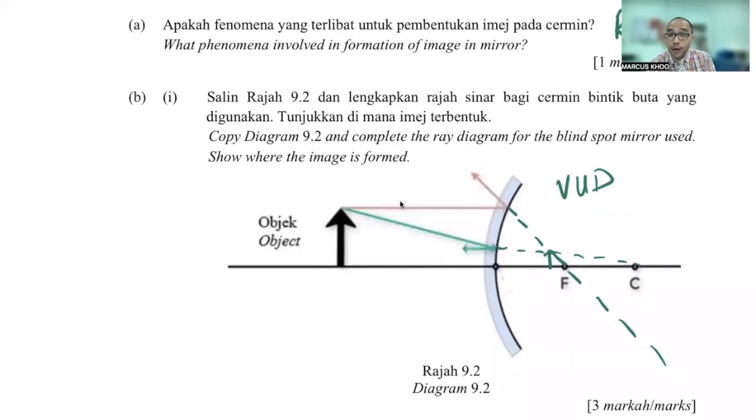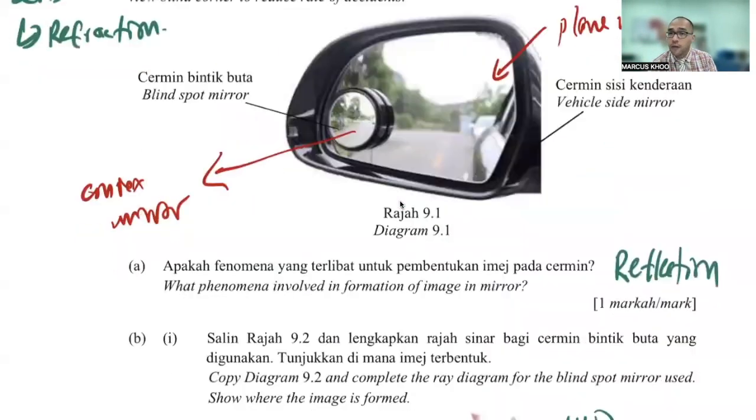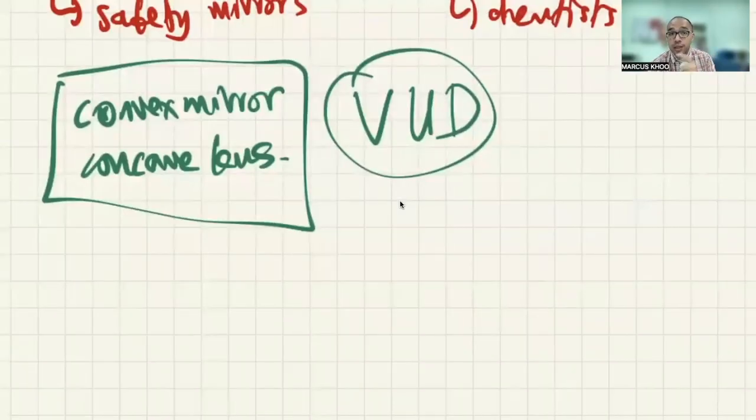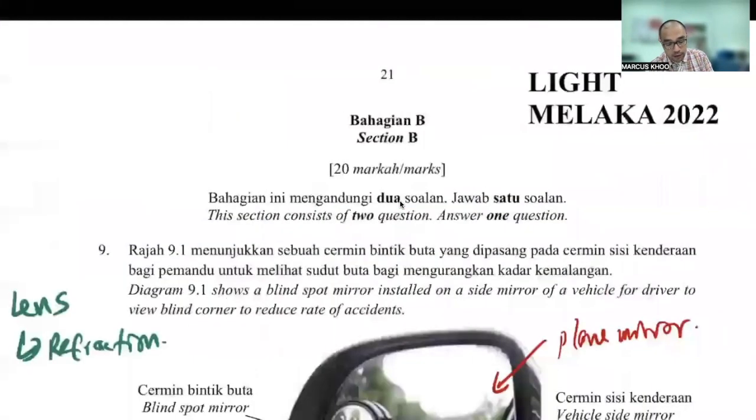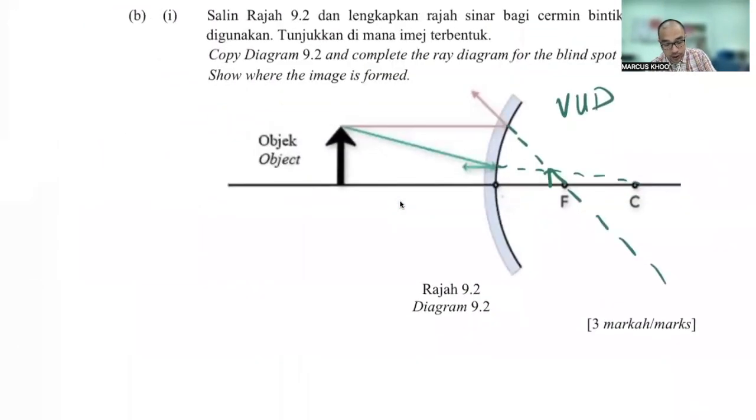Virtual, upright, diminished means this is a convex mirror. Obviously it's a convex mirror because, as I said just now, the only time it is VUD is with a convex mirror or a concave lens. So that's how you would get this. One mark for every line. This one gives you 1 mark, this one gives you 1 mark, the one that goes to C, and then the formation of the image is the third mark. That's how it will be.